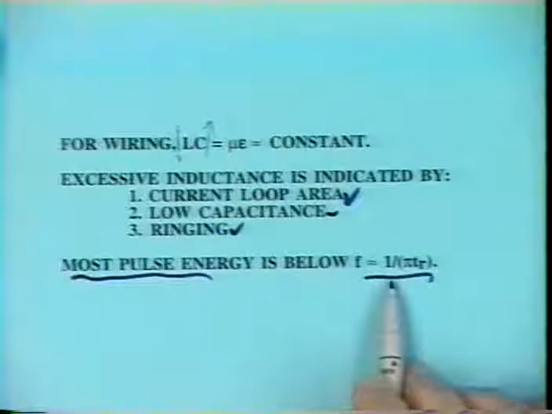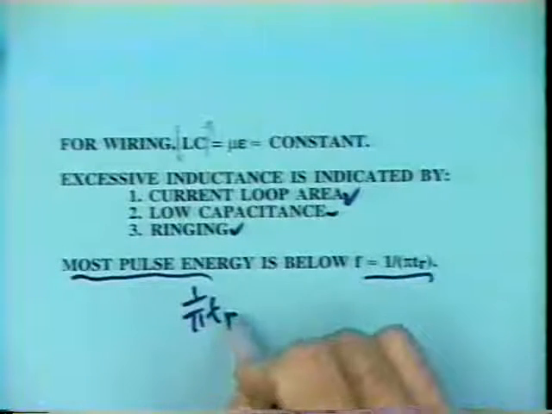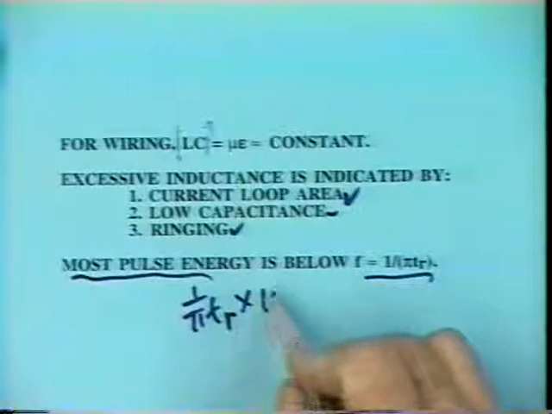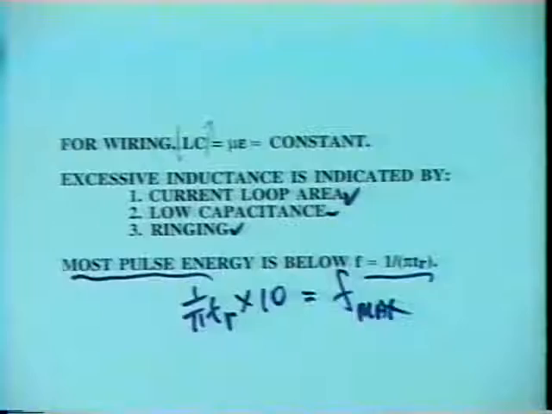So if you want to know the absolute maximum frequency above which a pulse is probably not going to be a difficulty to you, you take 1 over pi divided by the rise or transition time, you multiply that by a factor of 10, and that's probably the maximum frequency we really have to be concerned about. Nothing much above that's going to give us any difficulty.